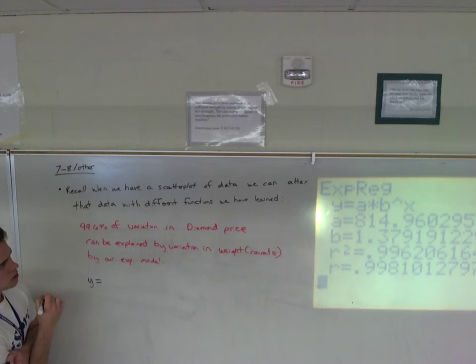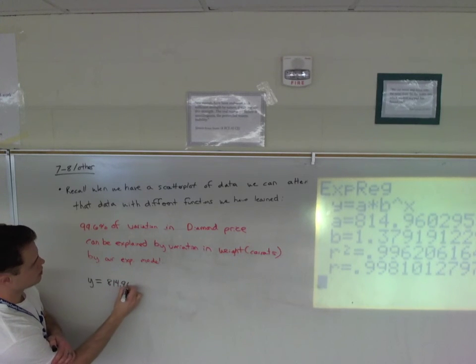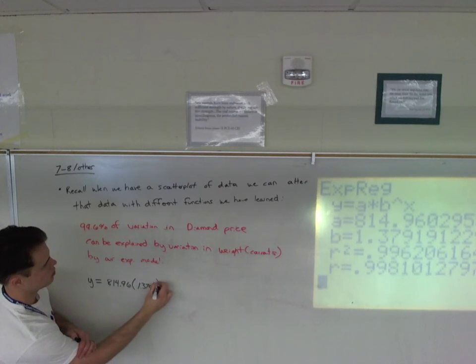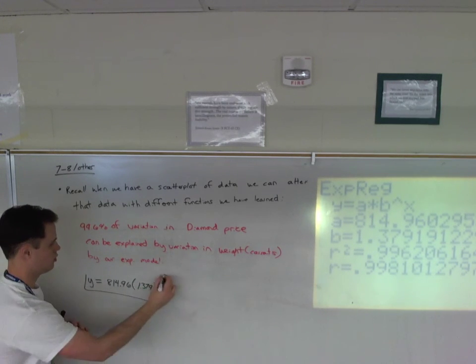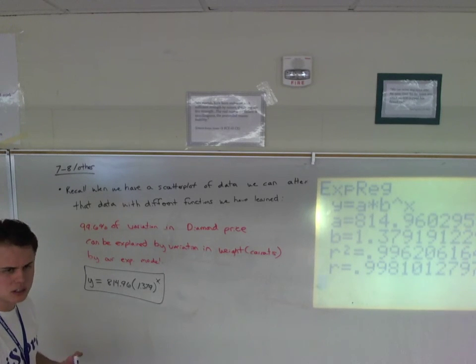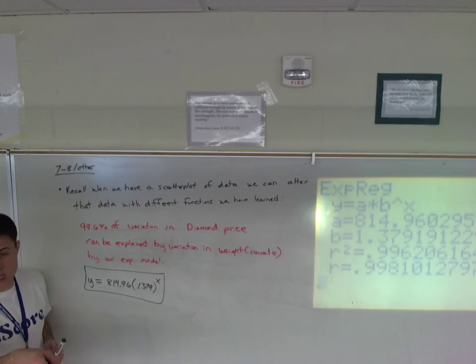We should write it down. It's y equals 814.96 times 1.379 to the x. And also we put in y equals 2,325, because that's what you're trying to find. So then I think they said use the model to make a prediction. Did they give you a price? Yes, it is $2,325. So they said how much does a diamond that costs that much weigh?